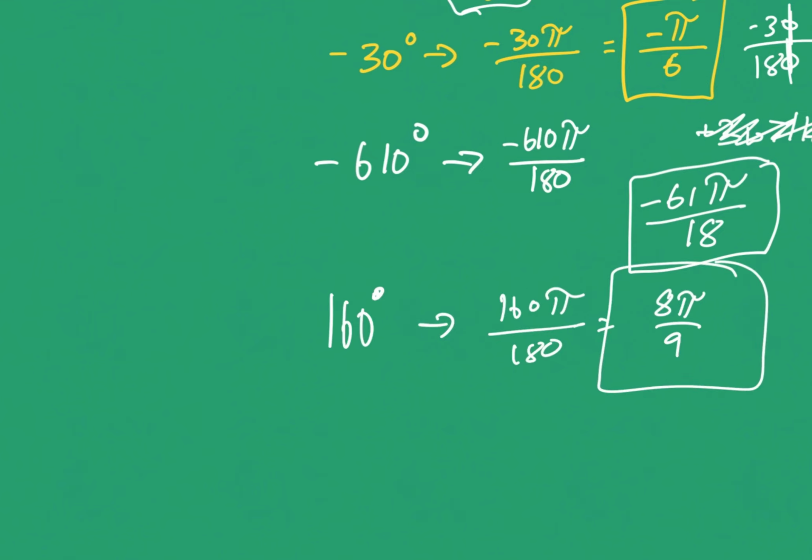Eight pi over 9. Easy enough to change it from degrees to radians. Okay, the ultimate goal really for this is to be able to graph them. If I ask you to graph a 610 degree angle, you can do that. If I ask you to graph a 160 degree angle, you could do that.